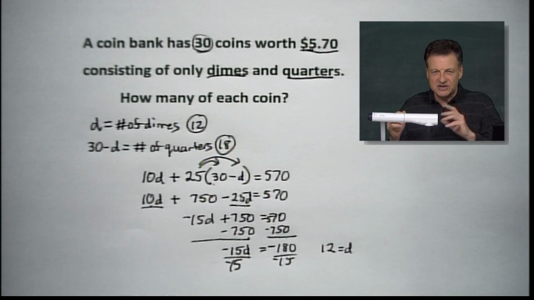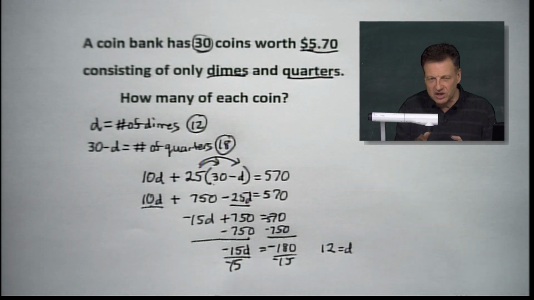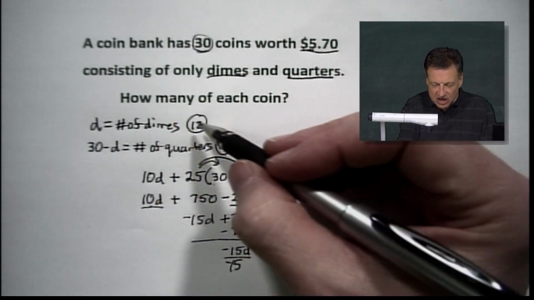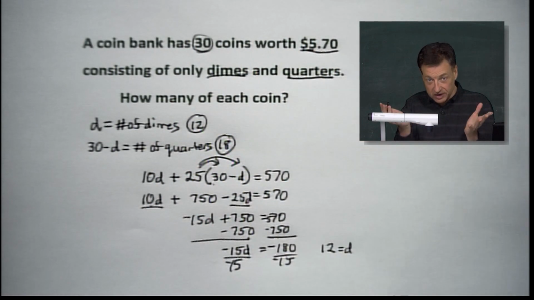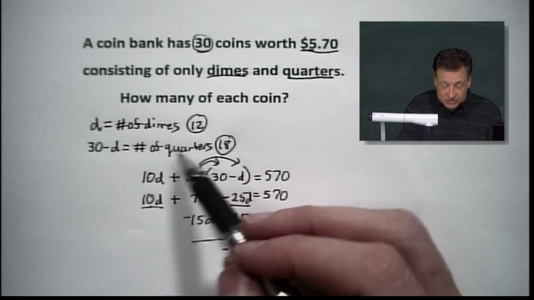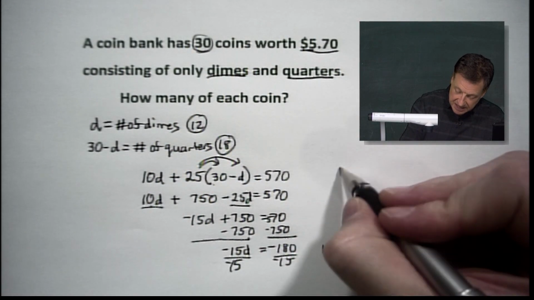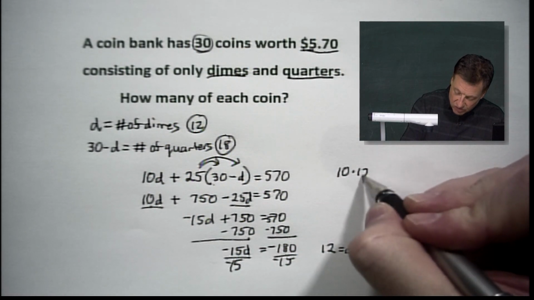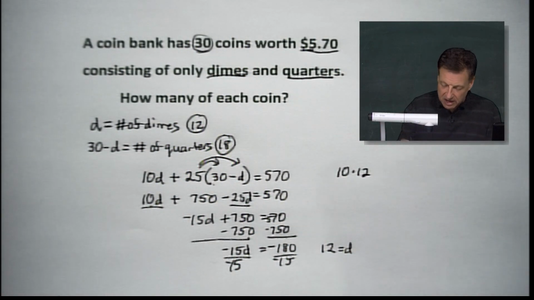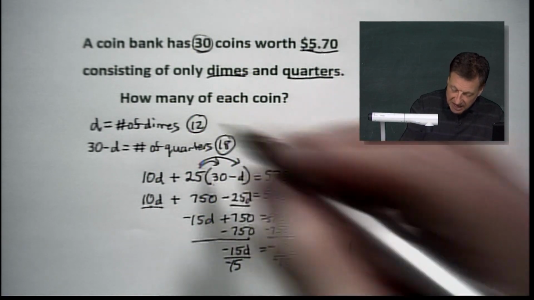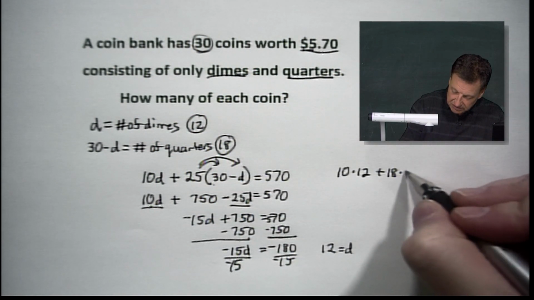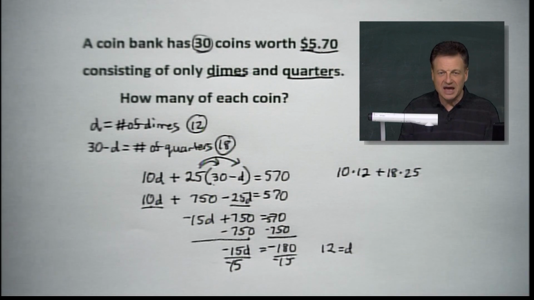Now, I put circles around because I usually like to wait and check. We are going to check. But we definitely know one part of the clue works. We've got 30 coins. And we have dimes and quarters. So that part's good. Now, the big question is, what's the amount? Are we going to have enough? So let's go back and say, well, we said 10 times 12, because we said a dime was worth what? 10 cents. So there we go. Plus 18 times our 25.